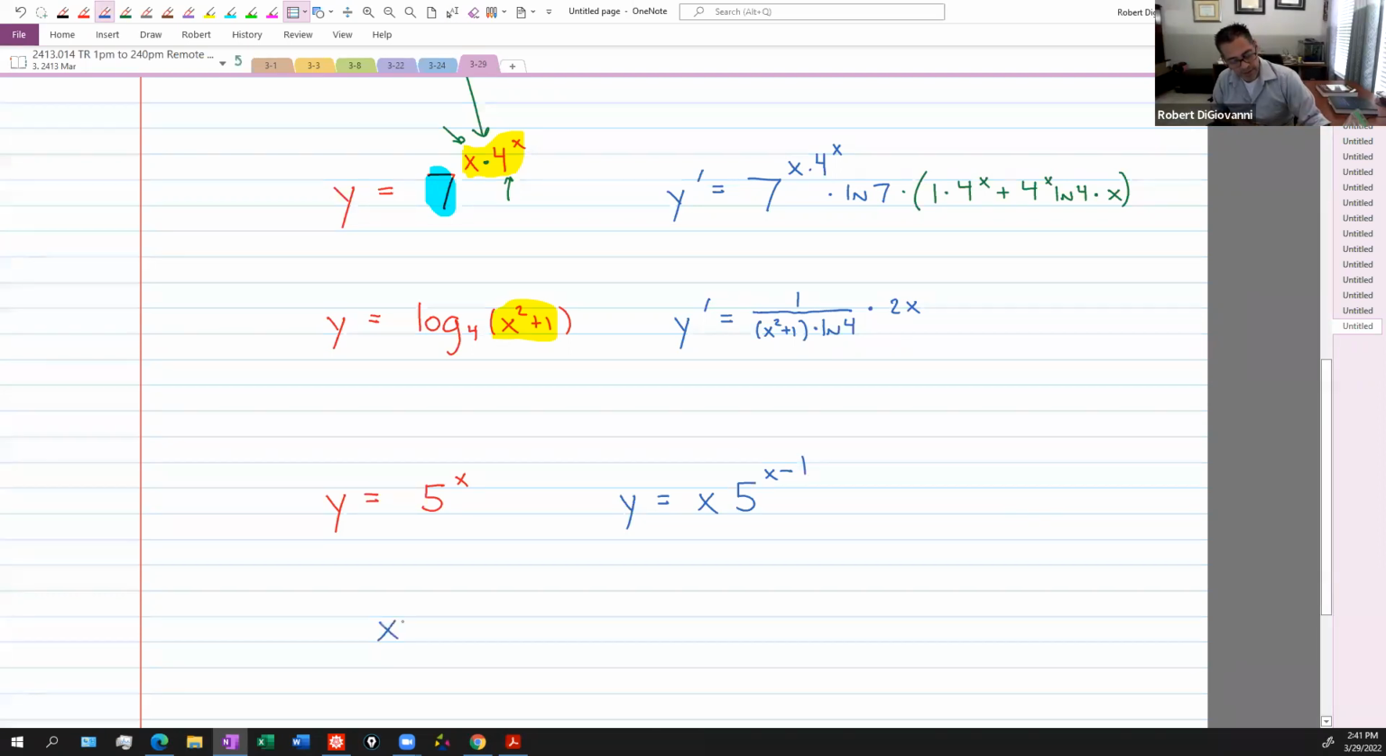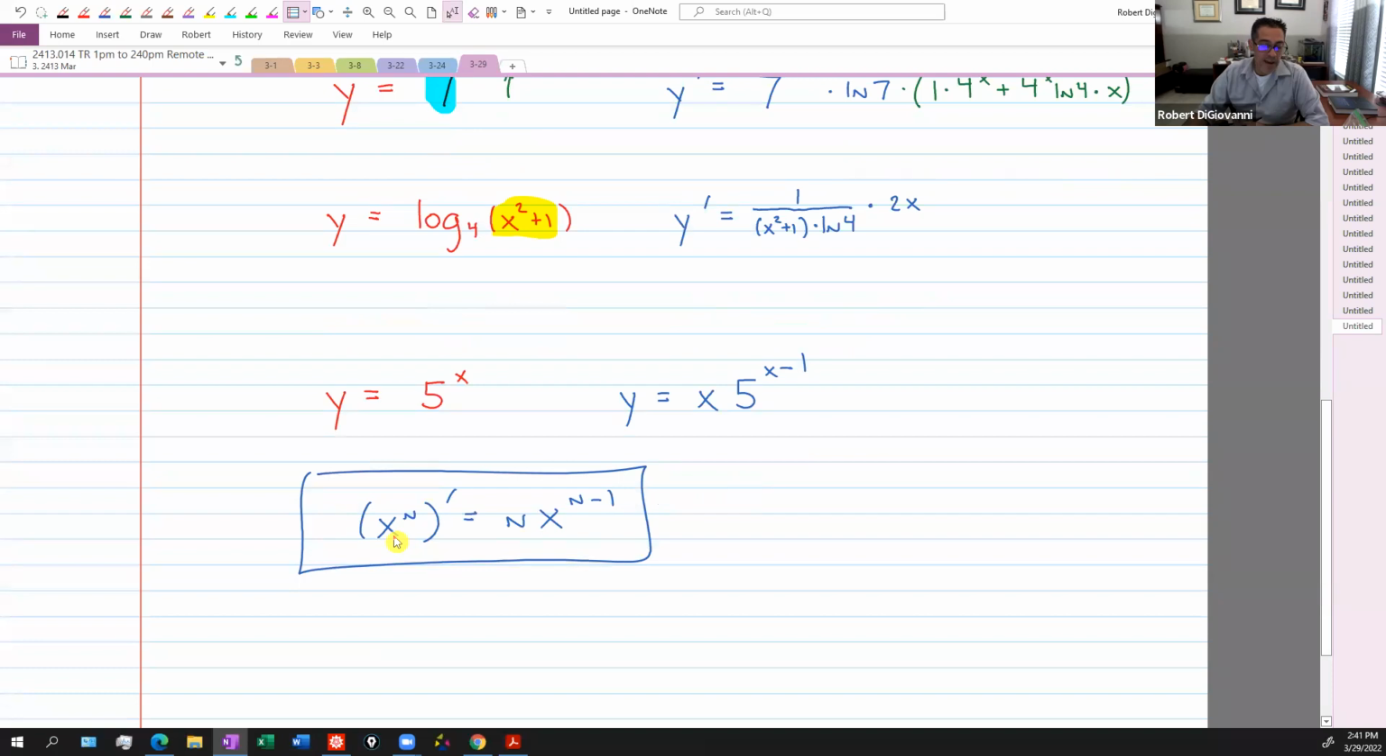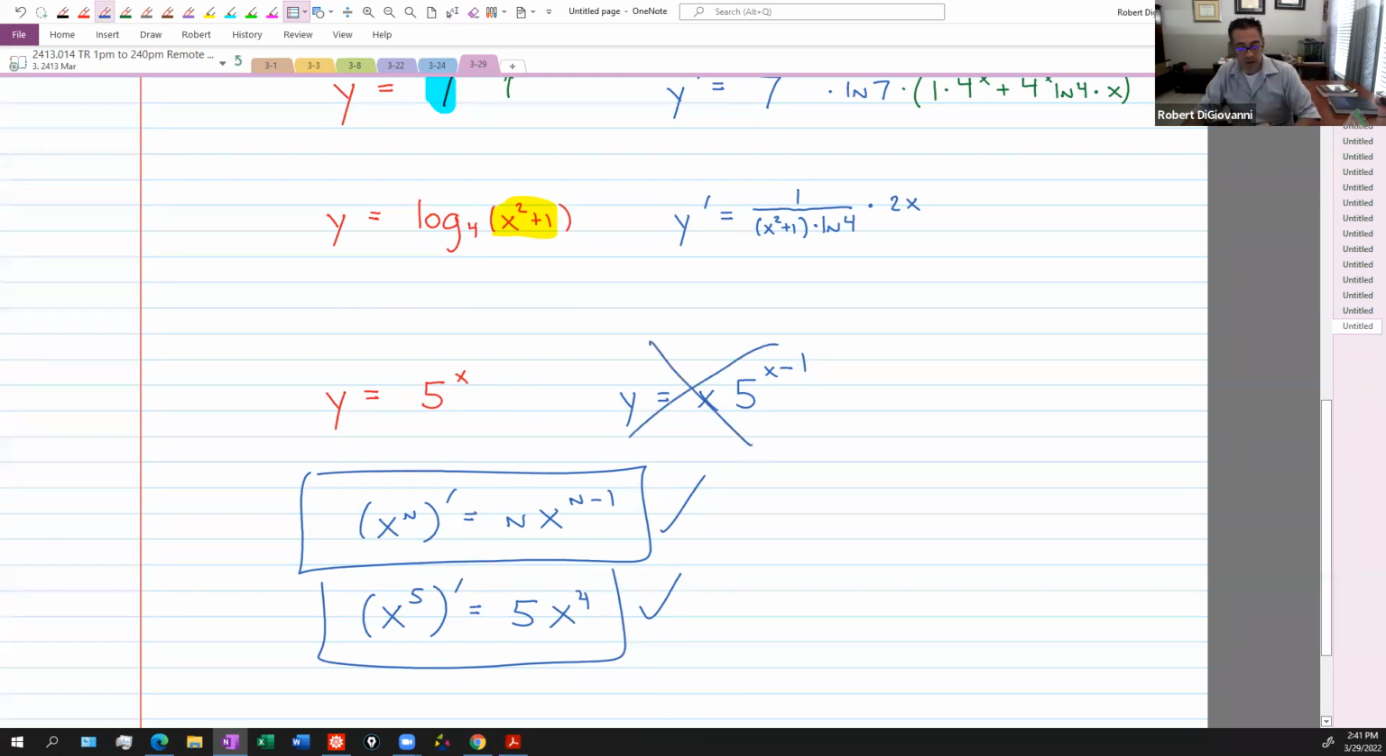They were using this rule, x to the n: the derivative of that is n x to the n minus 1. This is true if your variable is in the base and your exponent is a number. If I do x to the 5th and take the derivative, then yes, it's 5x to the 4th. But here, they've switched places. The x is up in the exponent, the base is the 5. When you take that derivative, this is not it. It's 5 to the x times natural log 5. That's what the derivative is.